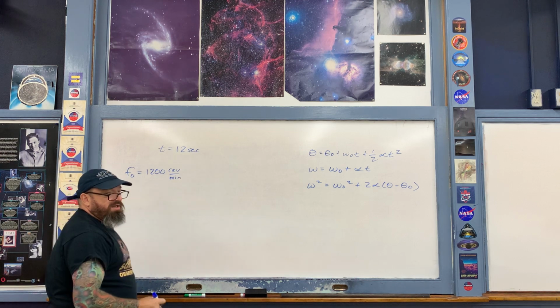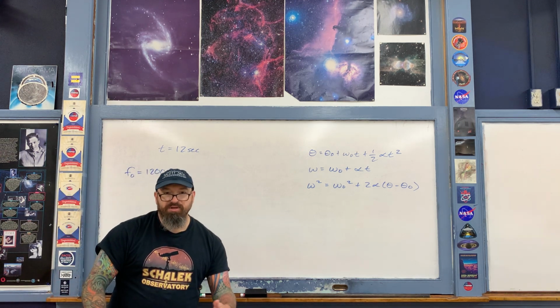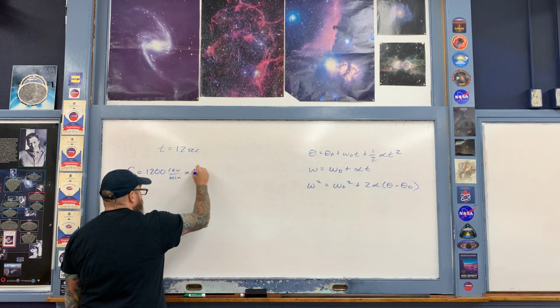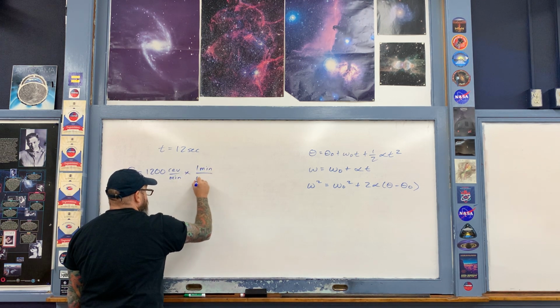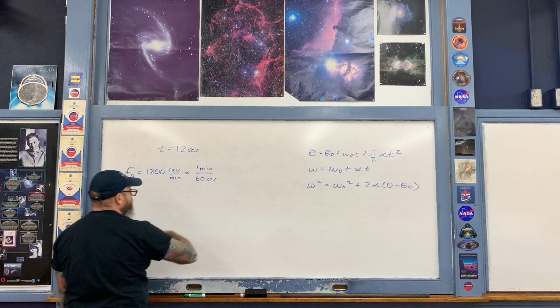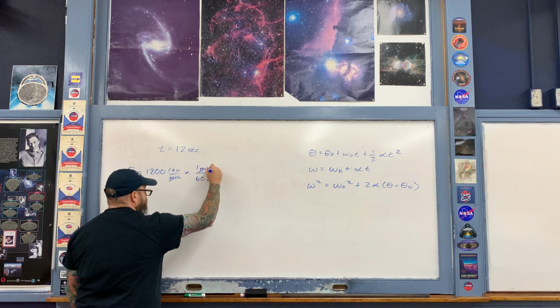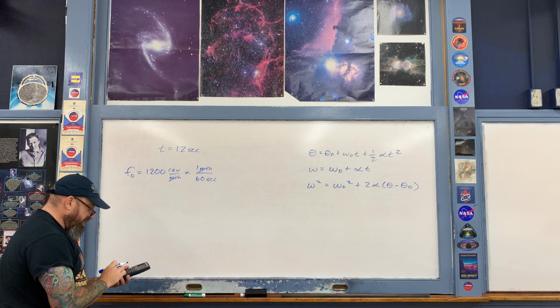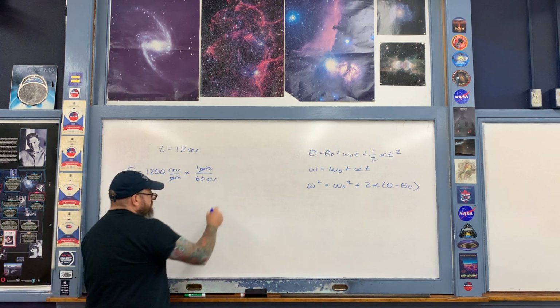Okay, I'm going to go ahead and convert this into hertz. Remember that a hertz is revolutions per second. So let's go ahead and multiply by 1 minute per 60 seconds. This will then give us this value in terms of hertz. So 1200 divided by 60, I can't do this stuff in my head anymore. And this comes out to be 20 hertz.